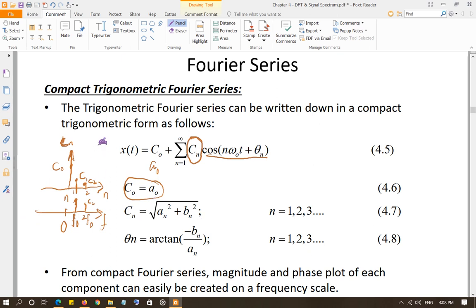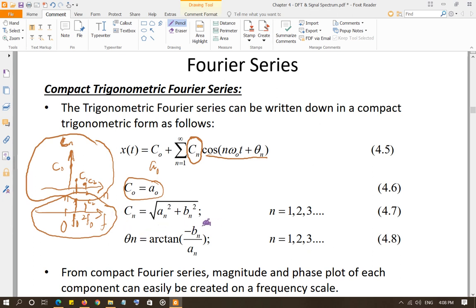So this is basically what? This is my spectrum. These are the values, the magnitude of the frequency components in the signal at DC, at f naught, at 2f naught, at 3f naught. So this is basically I'm plotting the magnitude of the spectrum here.